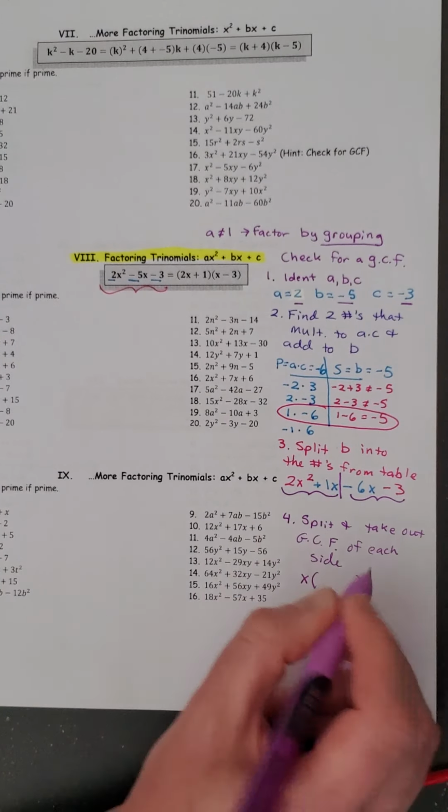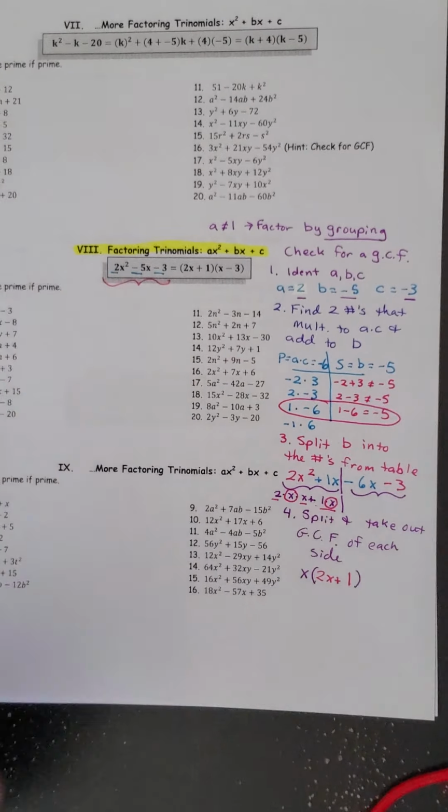What you should see that they have in common is this x, and so that's going to pop out. So that's the x that's outside. And what's left over in the first term is 2x. And what's left over, bring your plus sign down, in the second term is 1.